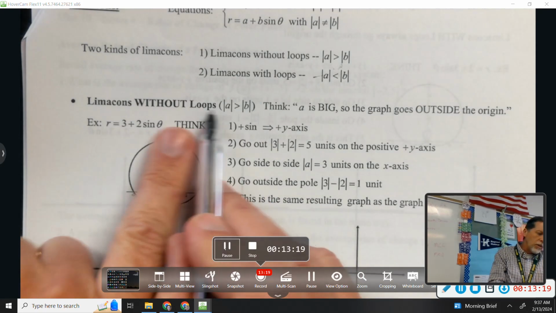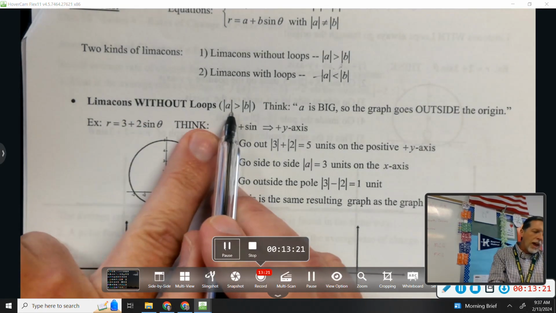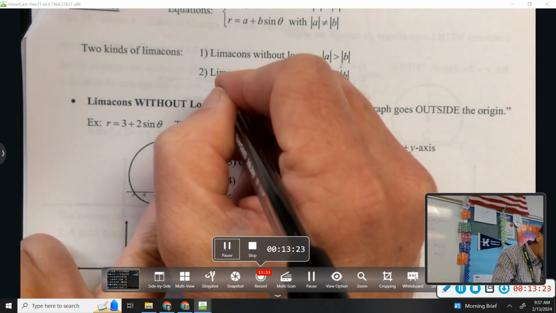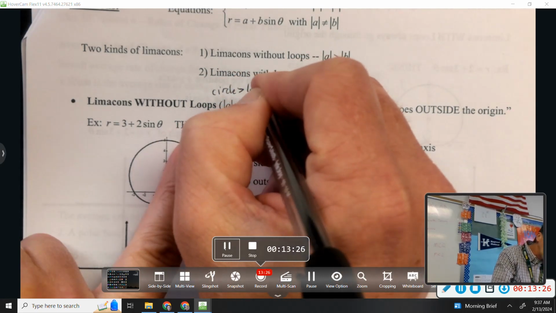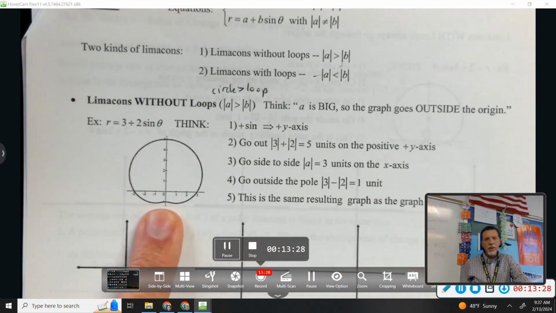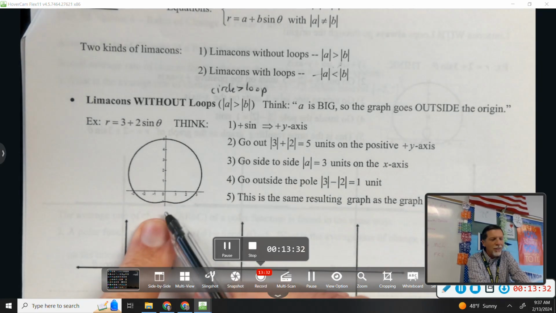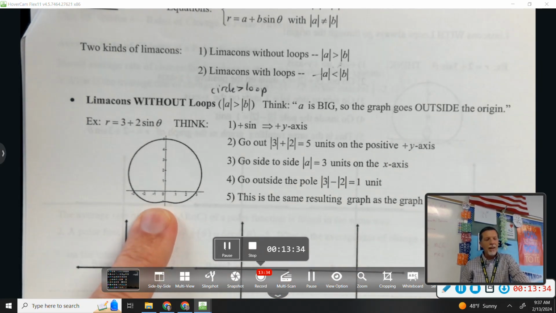So this first one, limaçons without loop. A is bigger than B. That means it's more circle than loop. So my picture is going to be more circle than loop. I mean, it's not a perfect circle because it's got this kind of loopy part built in there, but it doesn't make a loop. Later on, if the loop part is bigger, it makes a loop.